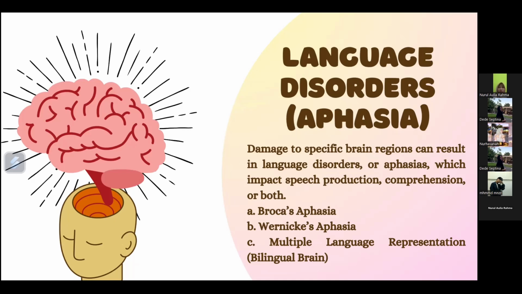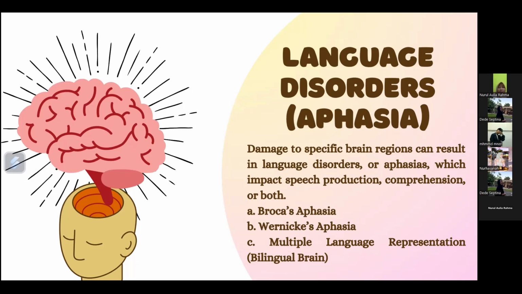Another factor that influences language representation is proficiency. Research indicates that as a bilingual person becomes more fluent in their second language, the brain gradually integrates it more closely with the first language, reducing the need for extra cognitive effort.